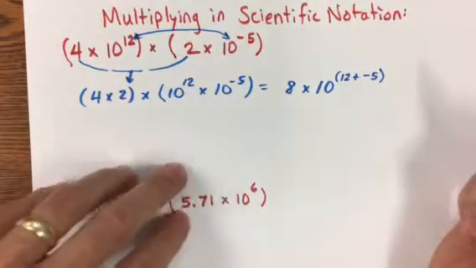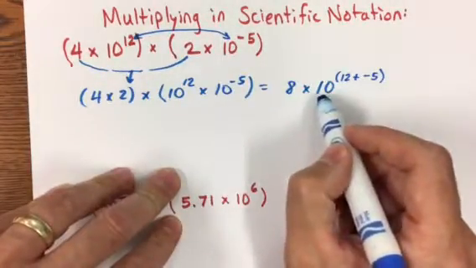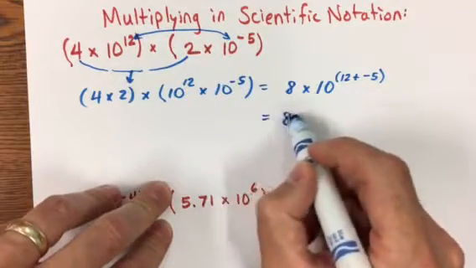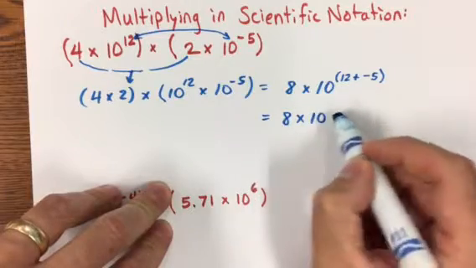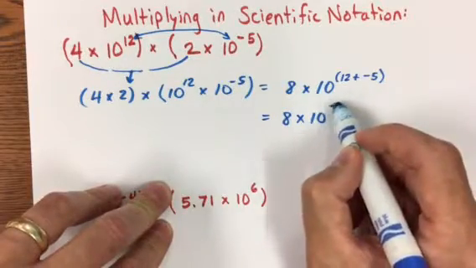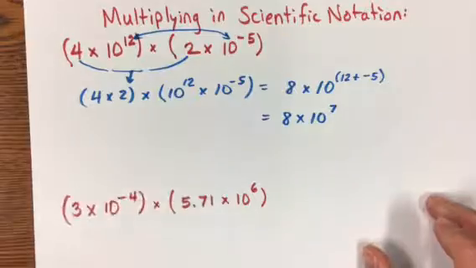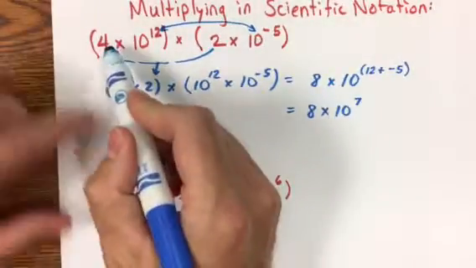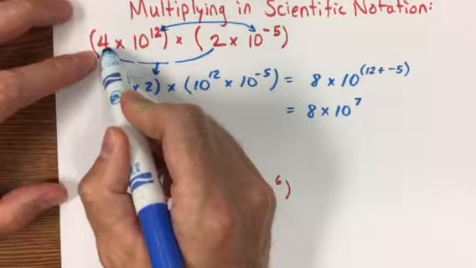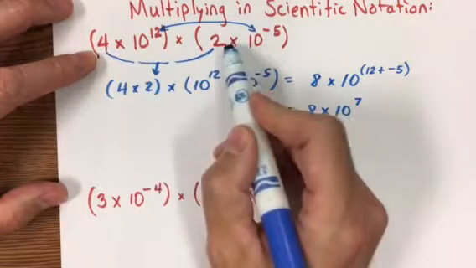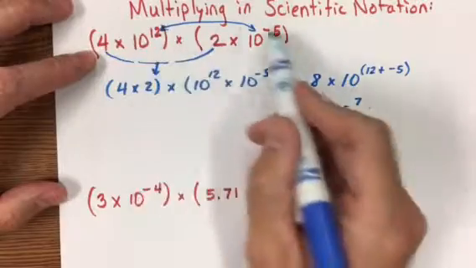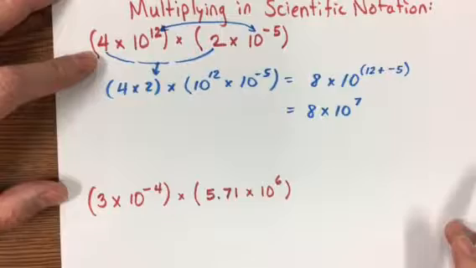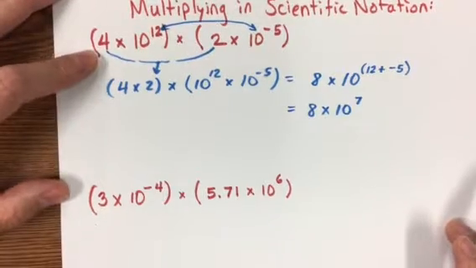Okay? Now, I have 8 times 10 to the 12 plus negative 5. What is 8 times 10 to the 12 plus negative 5? It's the same thing as 8 times 10 to the 7th power. So that would be my answer on that one. And what did I do? I multiplied the numbers in front of the powers of 10 together, and then I multiplied the powers of 10 together, and I just regrouped it all.